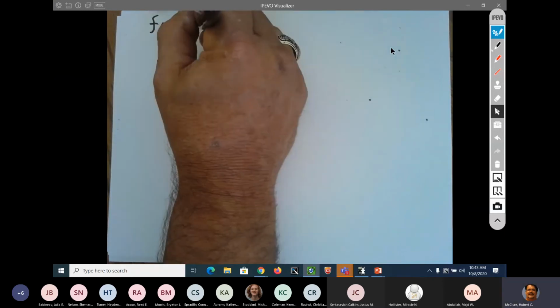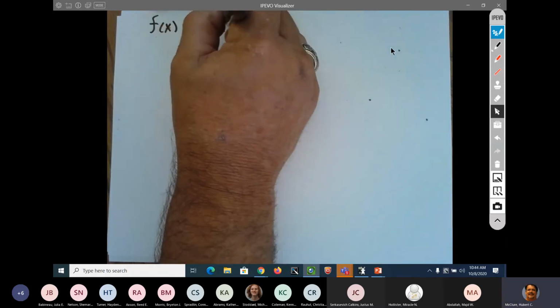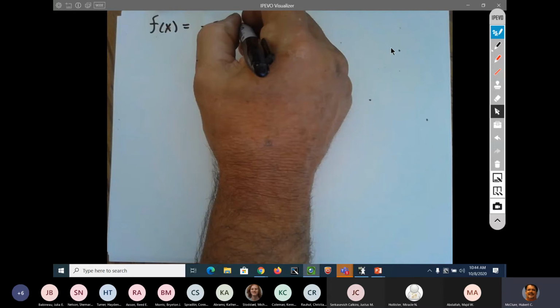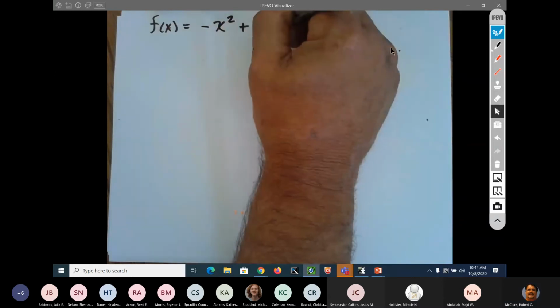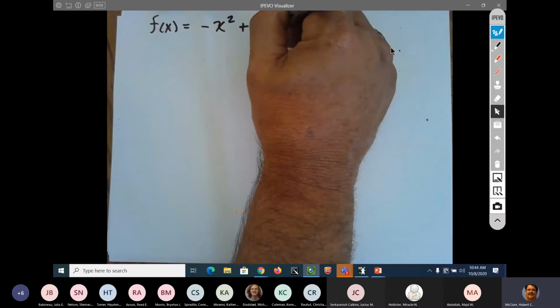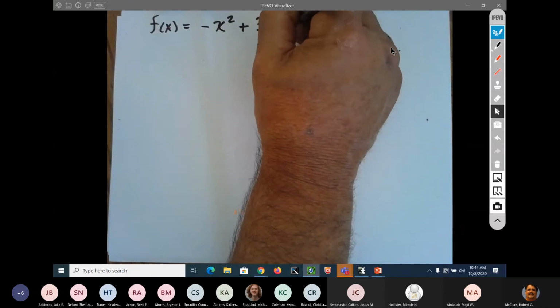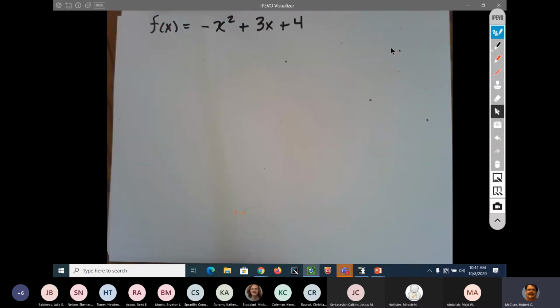All right, here we go. f(x) is equal to negative x squared plus 3x plus 4. And of course, we have the negative out front. That means that it's going downward, and we'll get into that in just a second. So the first thing you do is set it equal to 0.